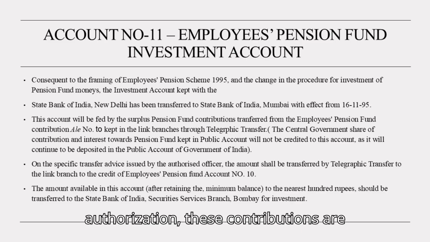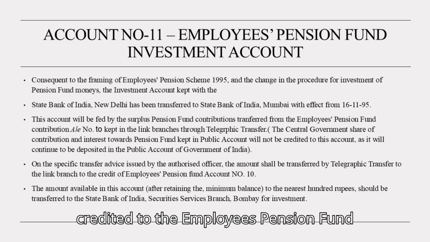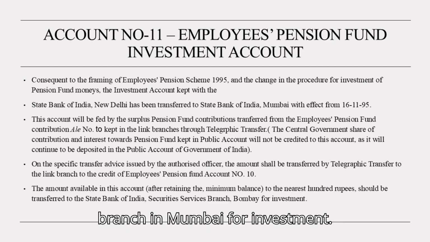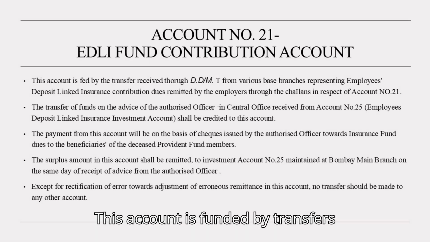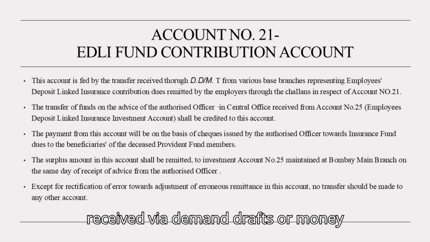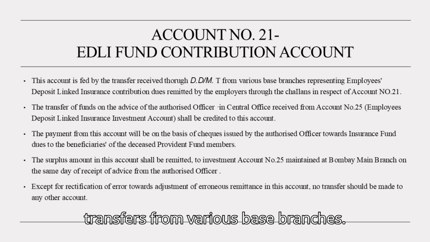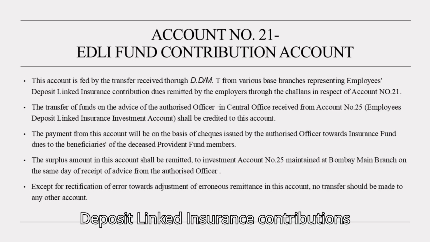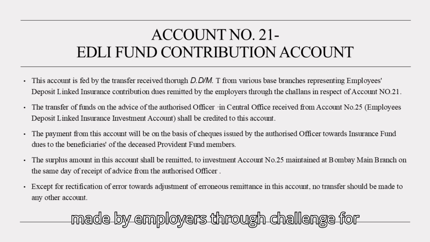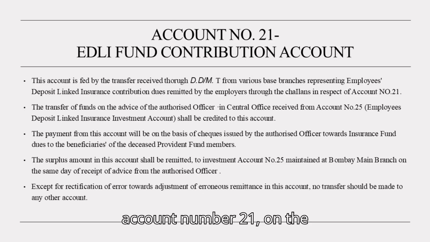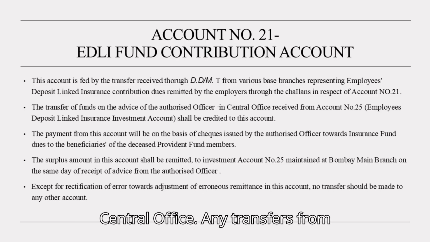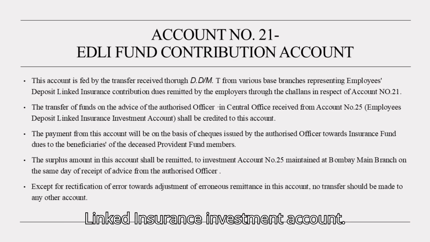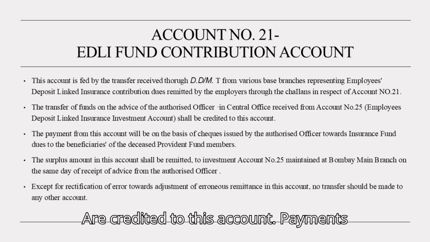Upon authorization, these contributions are credited to the Employees Pension Fund account number 10, and excess funds are transferred to the Securities Services branch in Mumbai for investment. This account is funded by transfers received via demand drafts or money transfers from various base branches. These transfers represent the employees' deposit-linked insurance contributions made by employers through challan for account number 21. On the advice of the authorized officer from the central office, any transfers from account number 25, the employees' deposit-linked insurance investment account, are credited to this account.